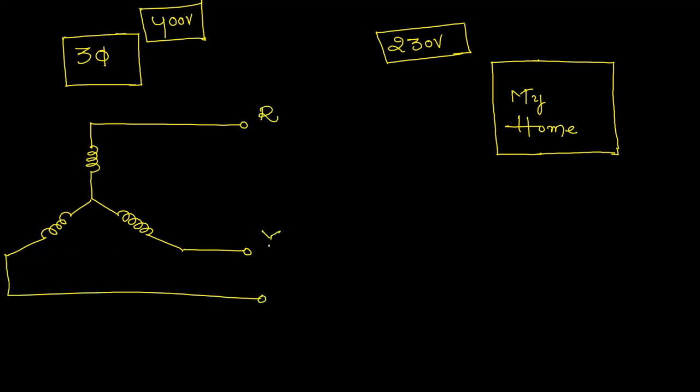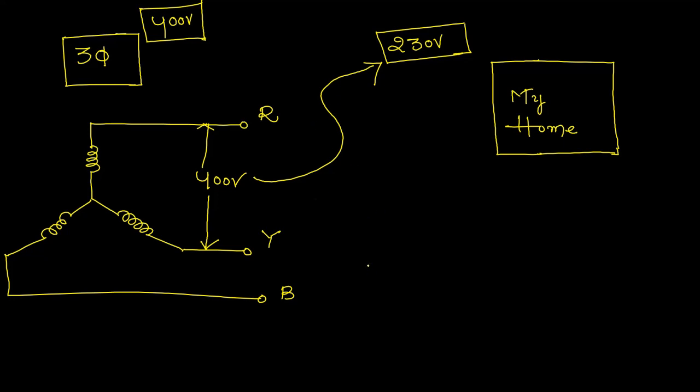This is the R line, this is the Y line, and this is the B line. It means between these two we have the voltage that is 400 volts. Between the R line and Y line we have 400 volts, but we require only 230. That is the reason why we need to convert from 400 volts to 230 volts.